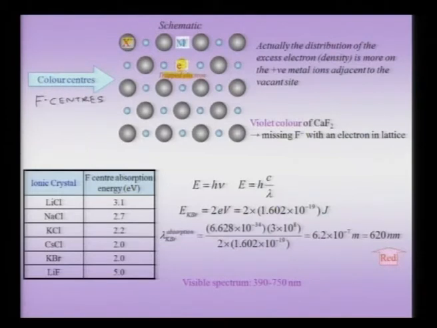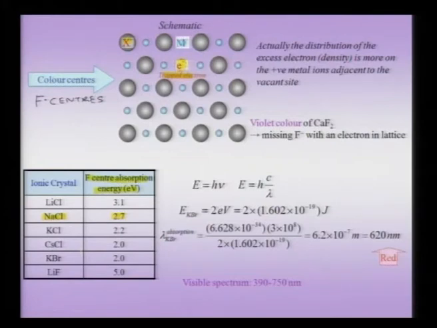So, the typical absorption center for F centers is listed in this crystal. For instance, sodium chloride would have a 2.7 electron volt absorption band or absorption level. Now, of course, I will make a calculation to show that this kind of a few electron volt level actually corresponds to the visible spectrum, that we will do below.